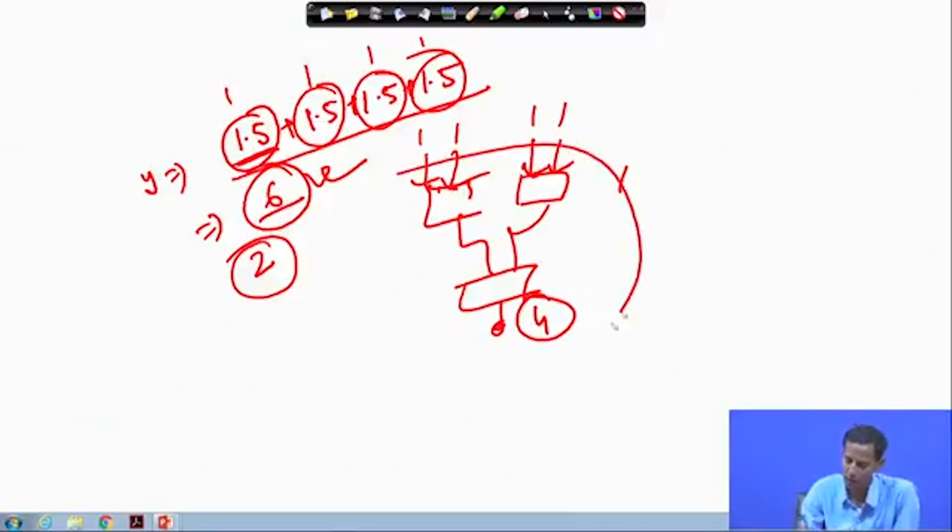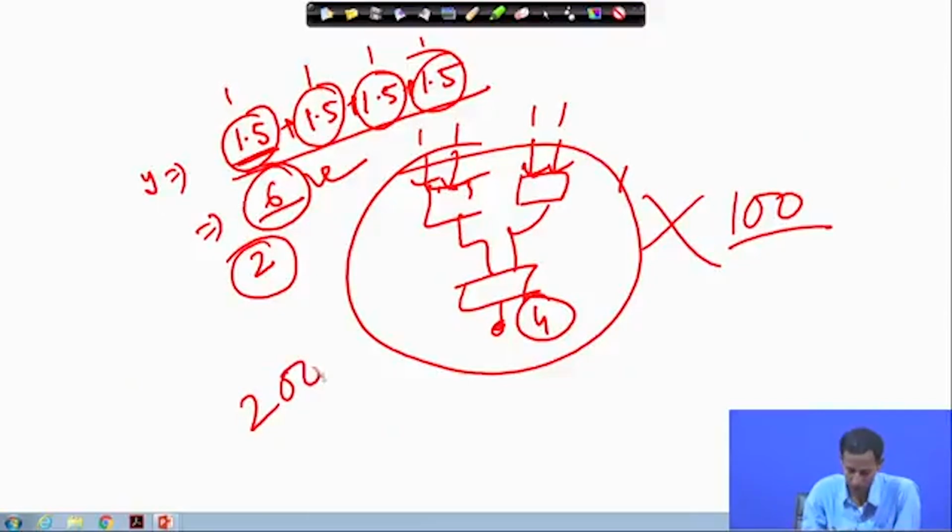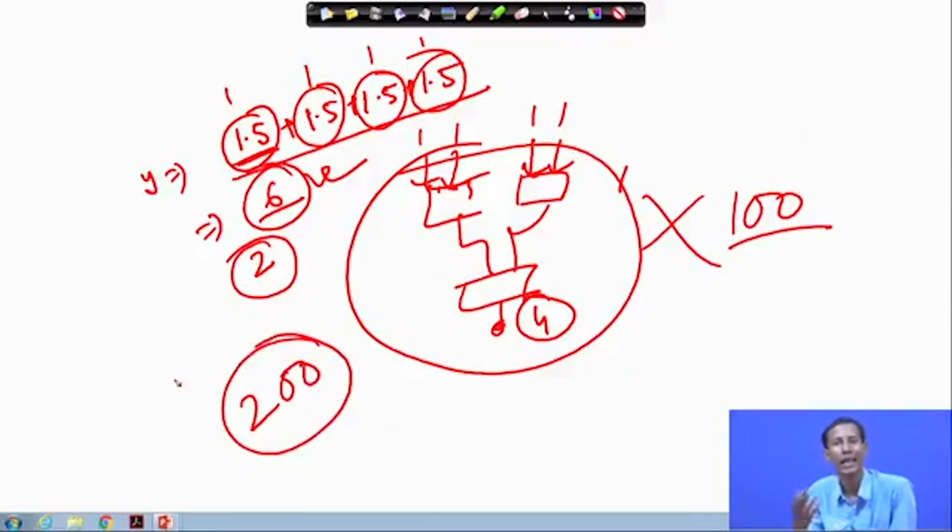Suppose this particular circuit is running 100 times. So, that means 200 will be the error which I will accumulate for running this particular circuit. So, accuracy is also one of the constraints which we have to bother about whenever we are doing the corresponding architecture, hardware architecture from the algorithm.